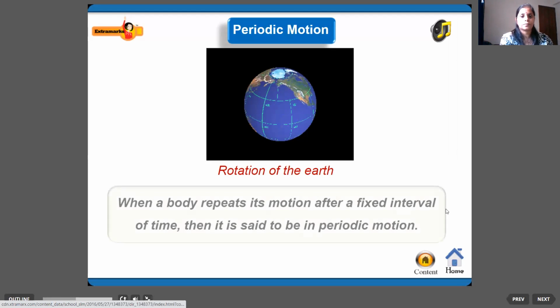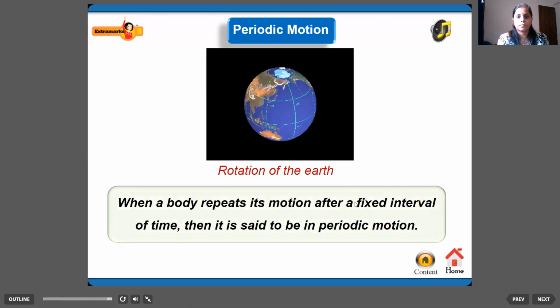When a body repeats its motion after a fixed interval of time, then it is said to be in periodic motion. Okay. The next type of motion is periodic motion. We have studied translatory motion. In translatory motion, there are two types of motion, rectilinear motion and curvilinear motion. Then we studied the rotatory motion and the circular motion. Now we'll study periodic motion.